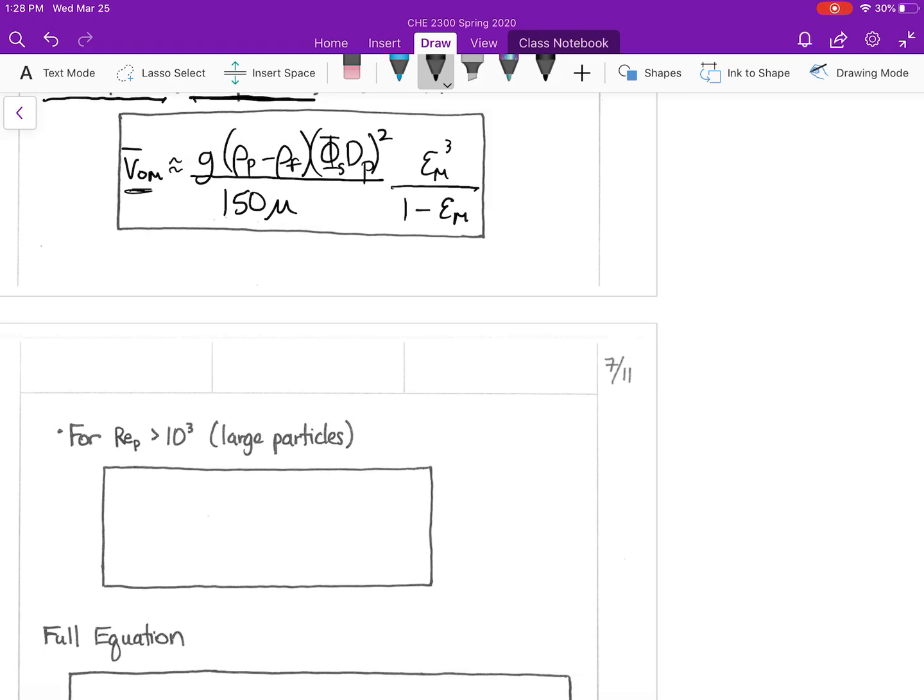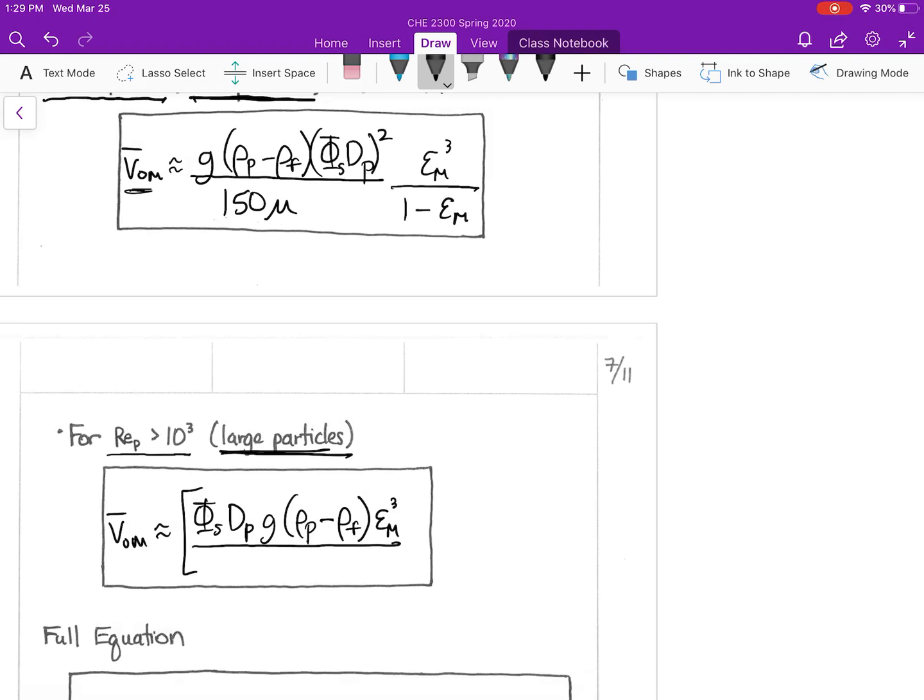I can have an equation for particle Reynolds numbers greater than 1,000. So the minimum fluidization velocity when I have a particle Reynolds number greater than 1,000, this oftentimes means I have larger particles, is approximately equal to the sphericity and diameter of my particle times gravity times the density difference between the particle and the fluid multiplied by the void fraction at minimum fluidization cubed, divided by 1.75 times the density of my fluid, and all of that is raised to the 1/2 power.